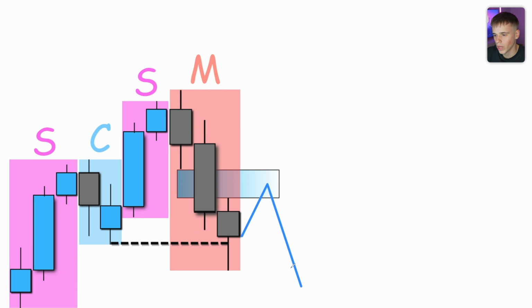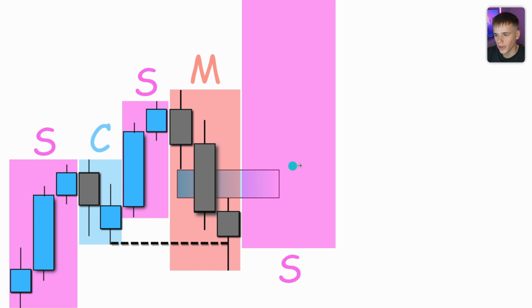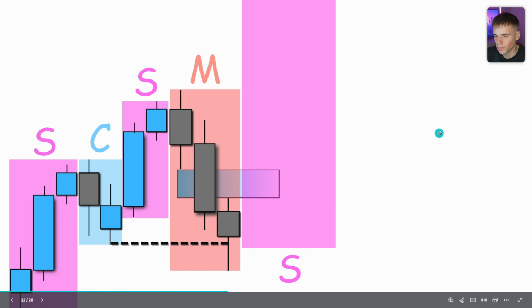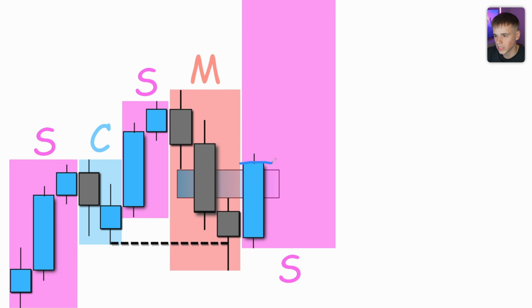The only way we can execute into this market is if the market actually disrespects this fair value gap. So if the body, which is this part of the candle, actually closes above this fair value gap, which is going to lead us to the next structure part, this is exactly what that looks like. You see this part right here, which is the top of the body. We want to see that close above the top of the fair value gap.